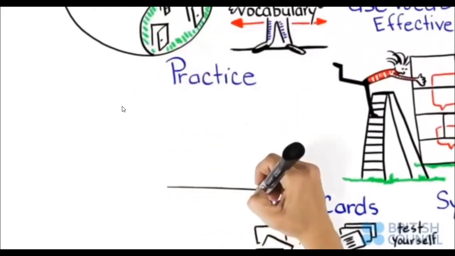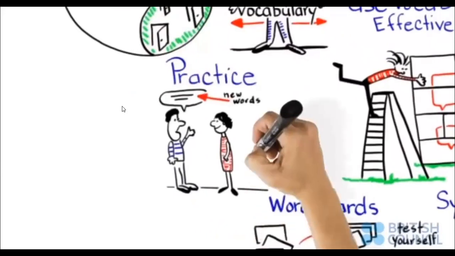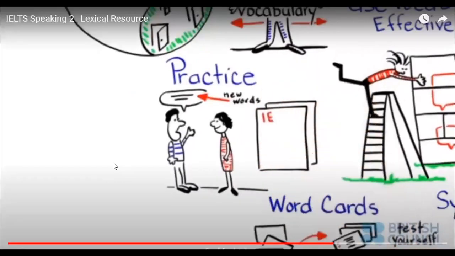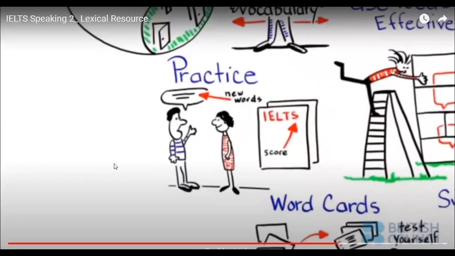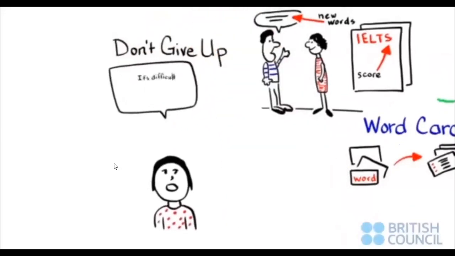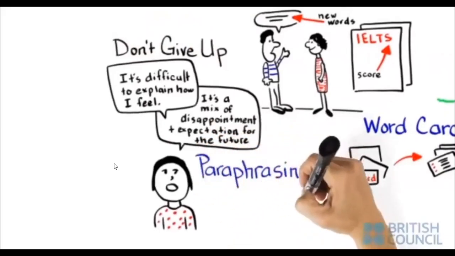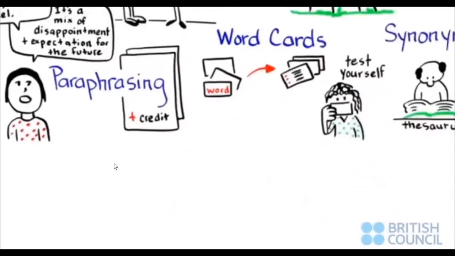Practice is the key. Not to memorize, but to practice discussing different topics, weaving in the vocabulary you have learned. Research shows practice improves test scores. Don't give up if you can't find the right word. Keep trying to explain what you mean, even if it takes a little longer. This is called paraphrasing. You will get credit for this.